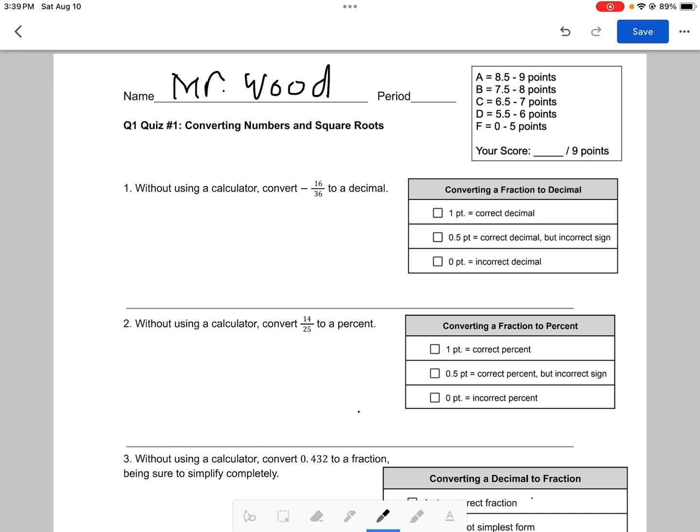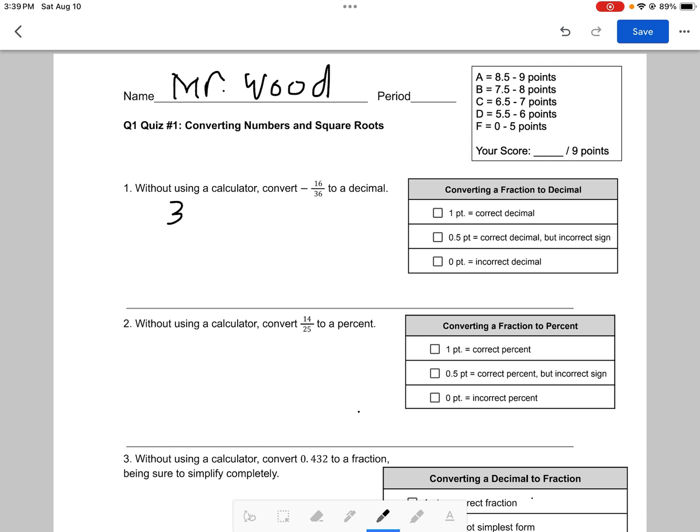All right, so let's look at number 1. It says without using a calculator, convert negative 16 over 36 to a decimal. I can't really multiply any whole number by 36 to get to 100. So the easiest thing for me to do is to just do long division.